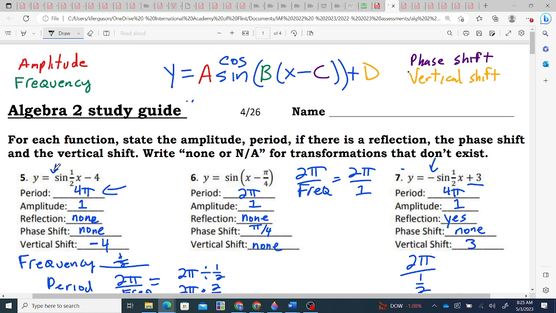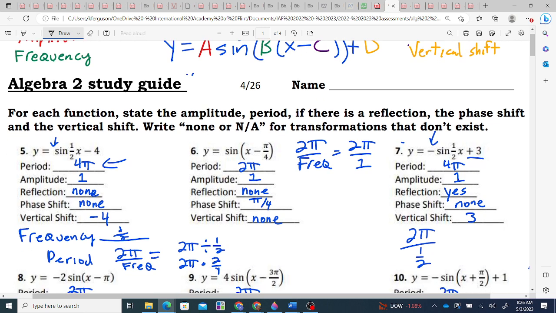So that 1/2 tells us that between 0 and 2 pi, it's only half a cycle. So because it's only half a cycle between 0 and 2 pi, to get 1 complete cycle, that's what the period is. Even though the period is not part of our little equation here, period is important. And you find the period by taking 2 pi and dividing it by the frequency. So the frequency on this is 1/2. 2 pi divided by 1/2.